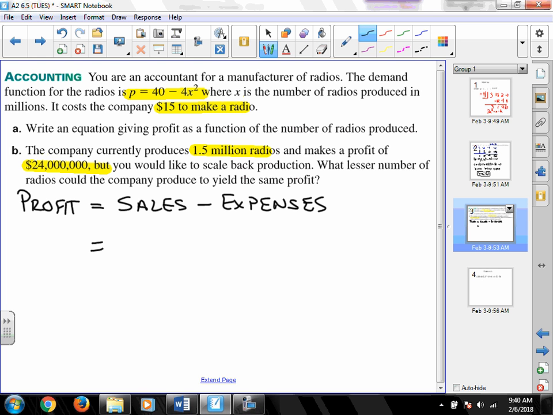Okay, to find my sales, we need to look at our demand function, okay? This does not tell me how many radios that I sell. It tells me how many that I'm making. So how do you find sales knowing how many that you have?